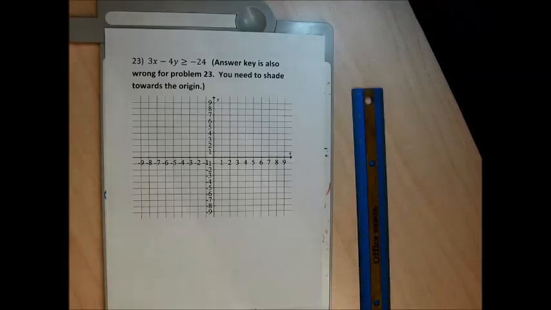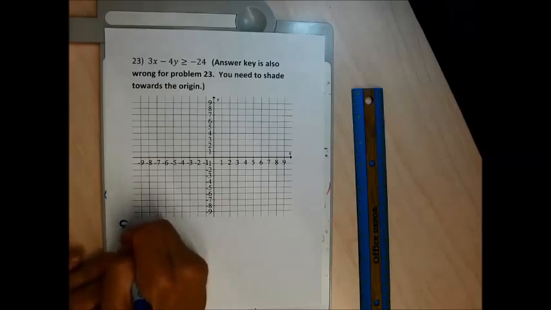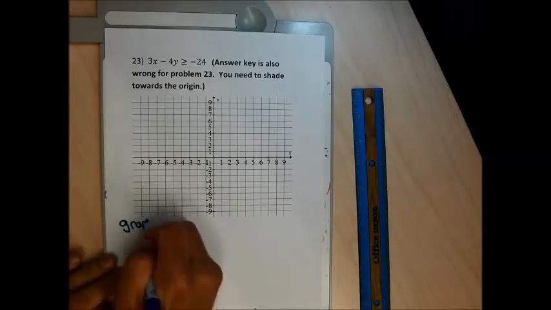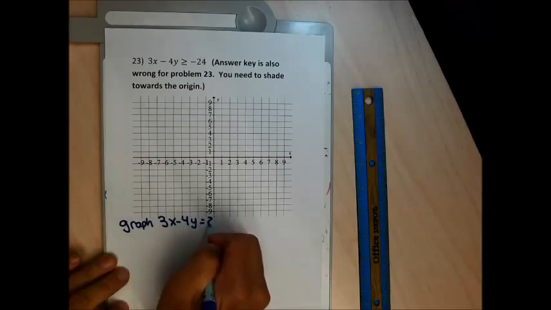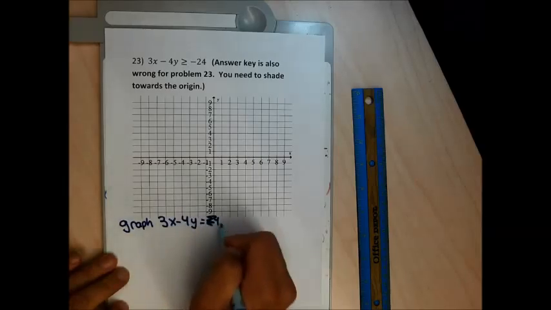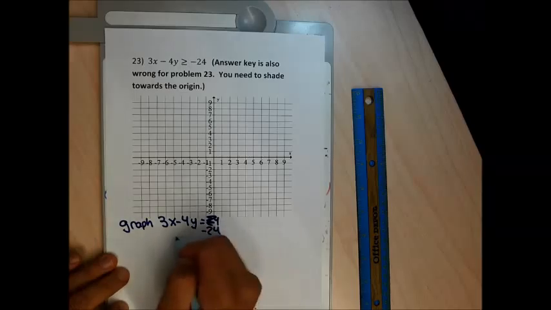You can take a second and just watch or do it. So if you're watching, let's go for it. So first, I'm going to graph 3x minus 4y equals negative 24 with a solid line.